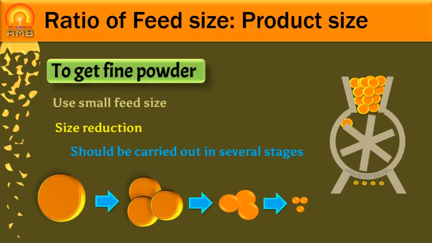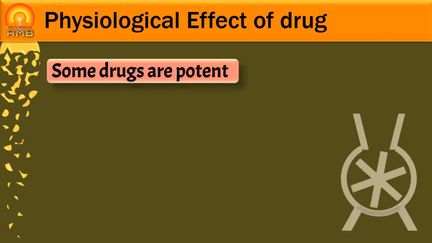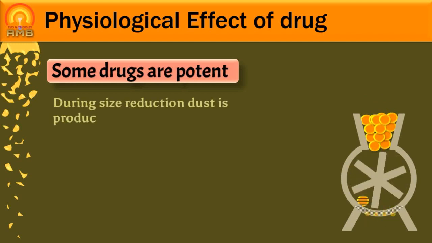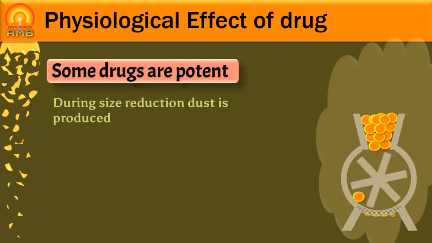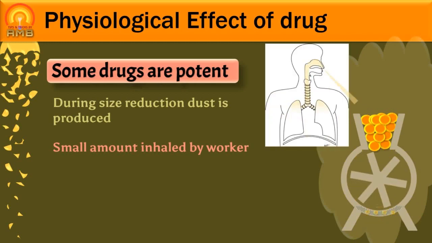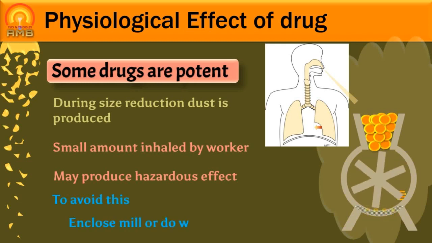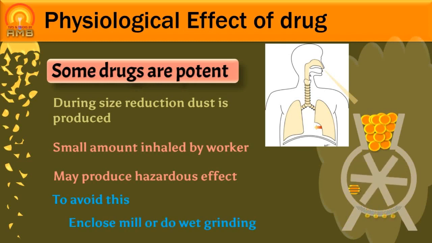Another factor is physiological effect. Some substances are very potent. During their particle size reduction, dust is produced. Small amount of such dust may produce an effect on the operator. So it is dangerous for the worker. To avoid this, enclosed mills must be used or wet grinding should be done if possible.